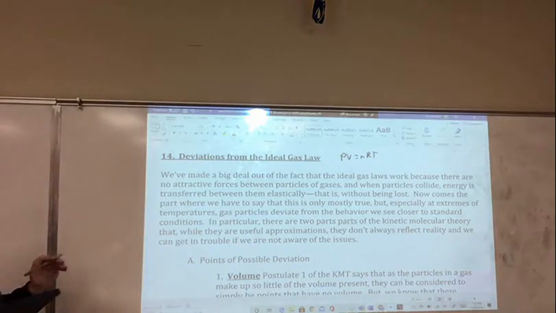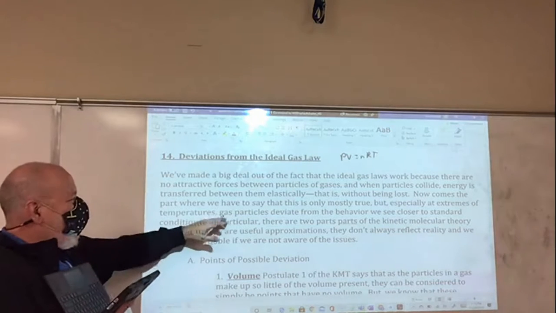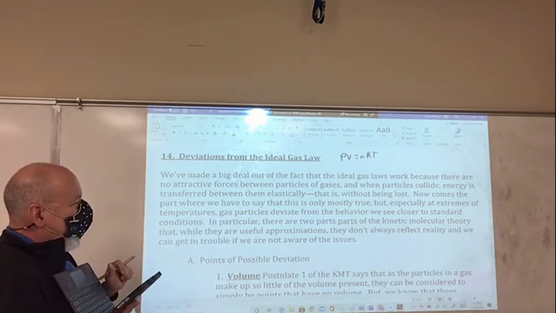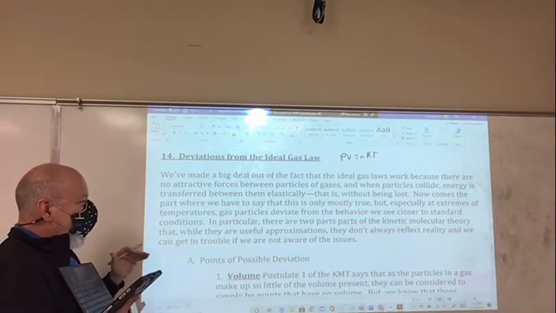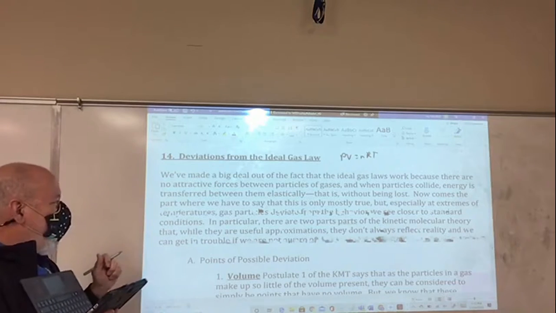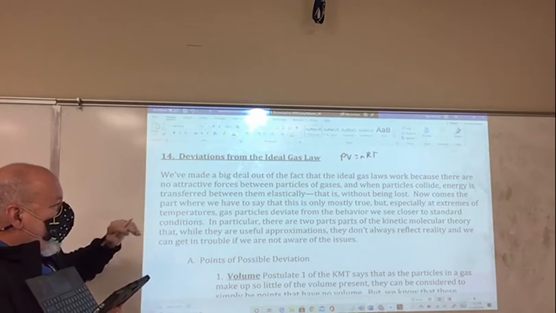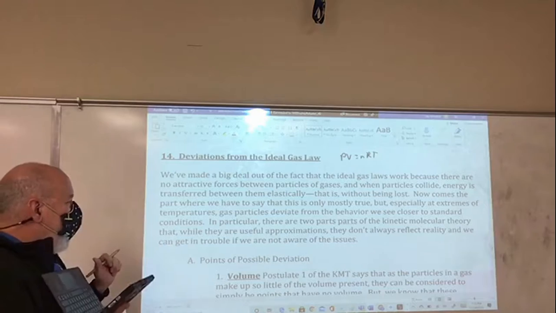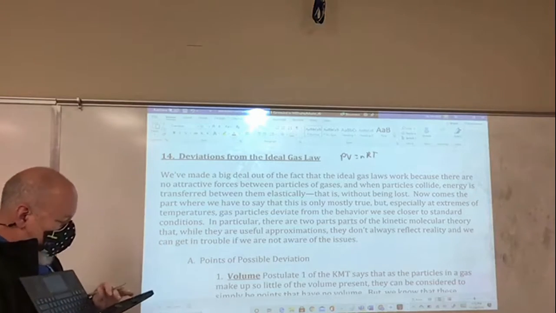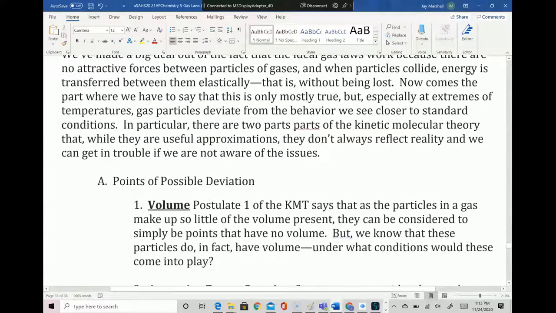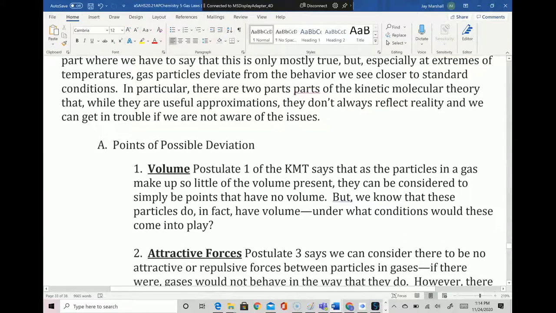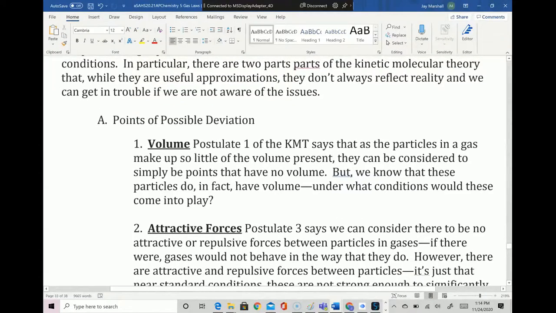Especially at extremes of temperatures, gas particles deviate from the behavior we see closer to standard conditions. In particular, there are two parts of the kinetic molecular theory that, while they are useful approximations, don't always reflect reality, and we can get into trouble if we're not aware of these issues.